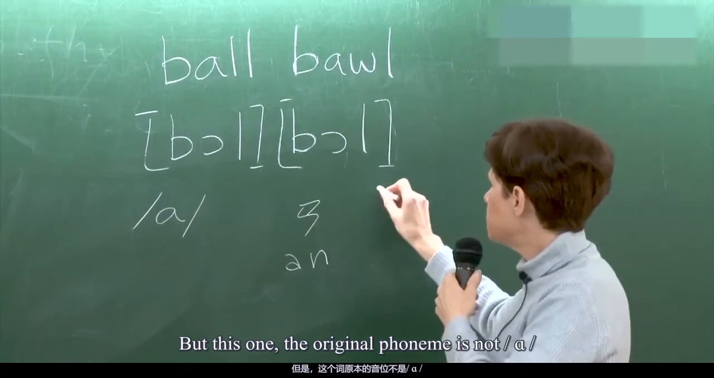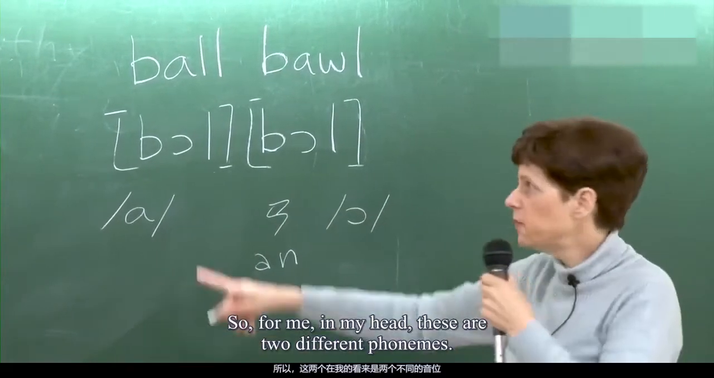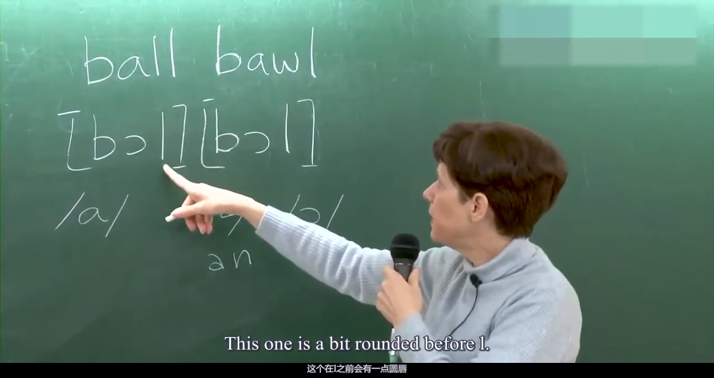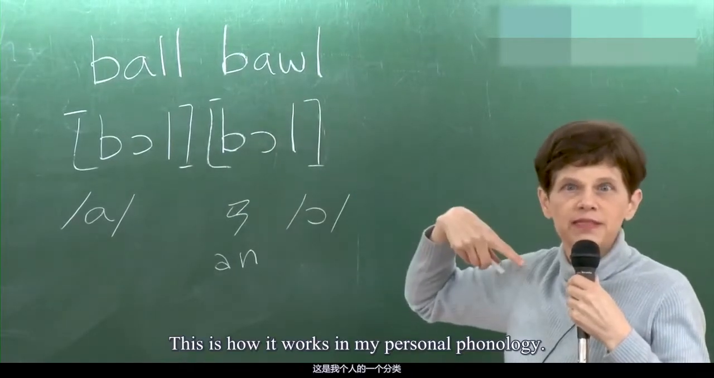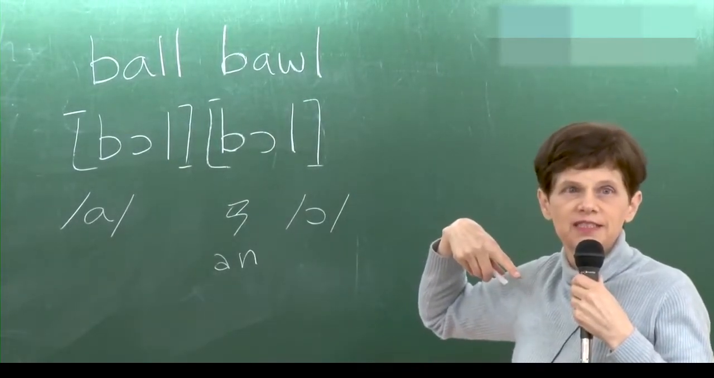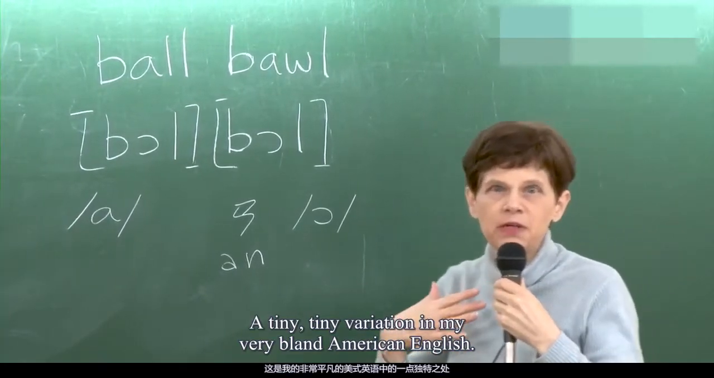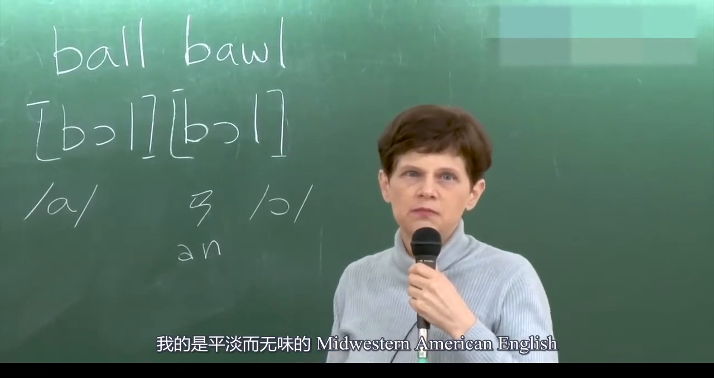But this one, the original phoneme is not ah, the original phoneme is ah. So for me, in my head, these are two different phonemes. This one is a bit rounded before L. This one is more rounded before L. This is how it works in my personal phonology. This is just to share with you a tiny, tiny variation in my very bland American English. Well, this is 平淡而无味的 Midwestern American English.